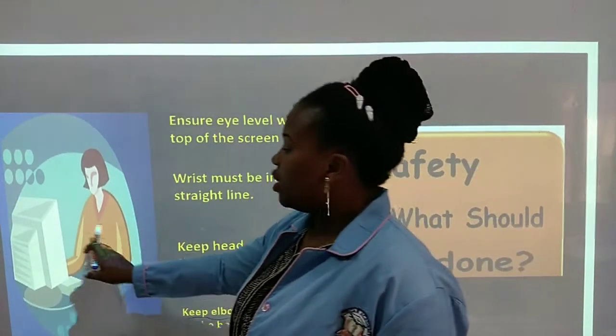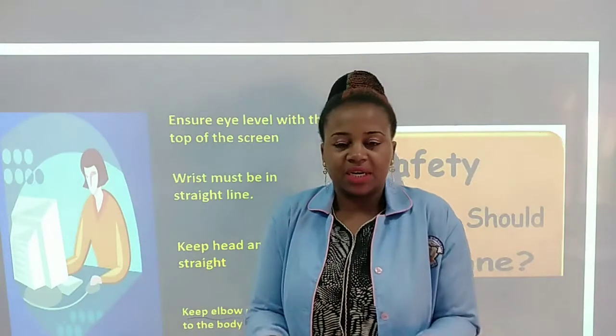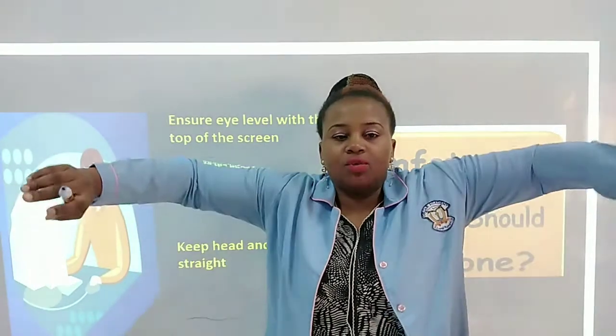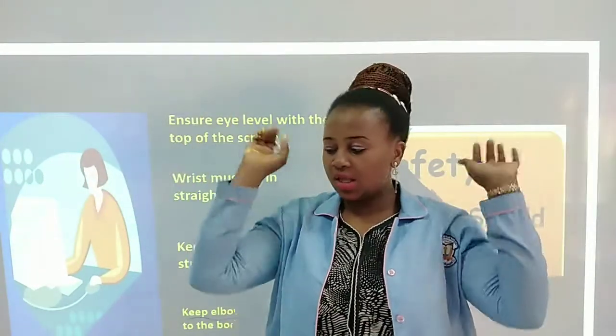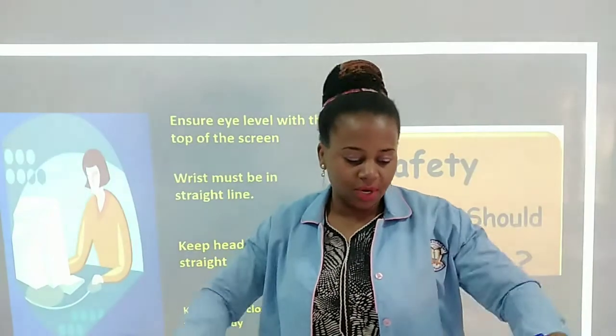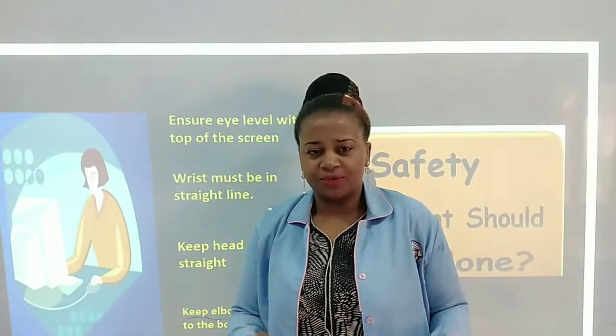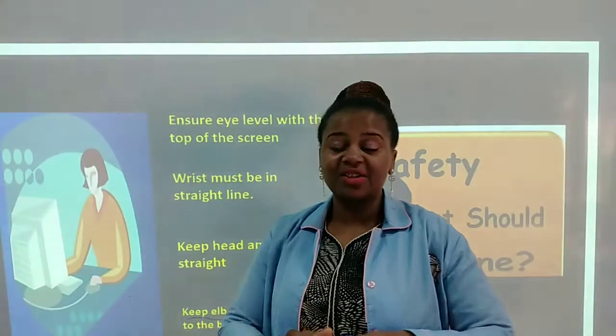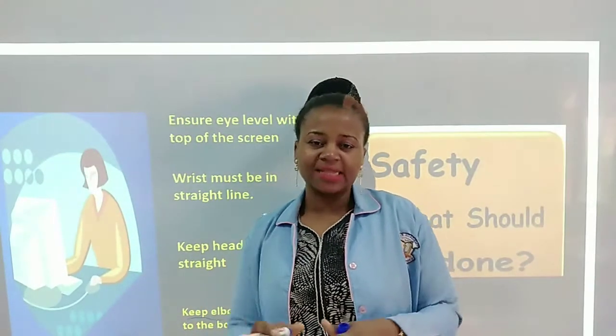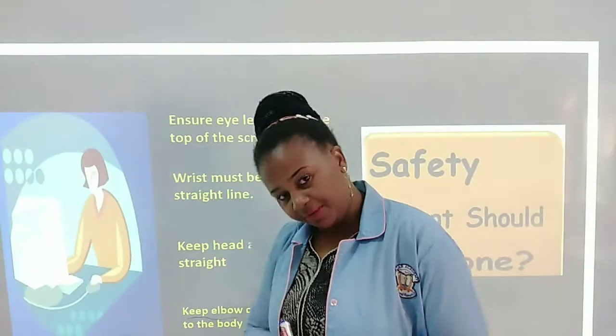Now the next one, what we should do is keep elbow close to the body. You see, your elbow close to the body, not like everything will be like this. Okay, see, your elbow will be a little bit close to the body so that when you type, it will not be that difficult for you. Because if it is not that close, you may find some difficulties and it could be painful.